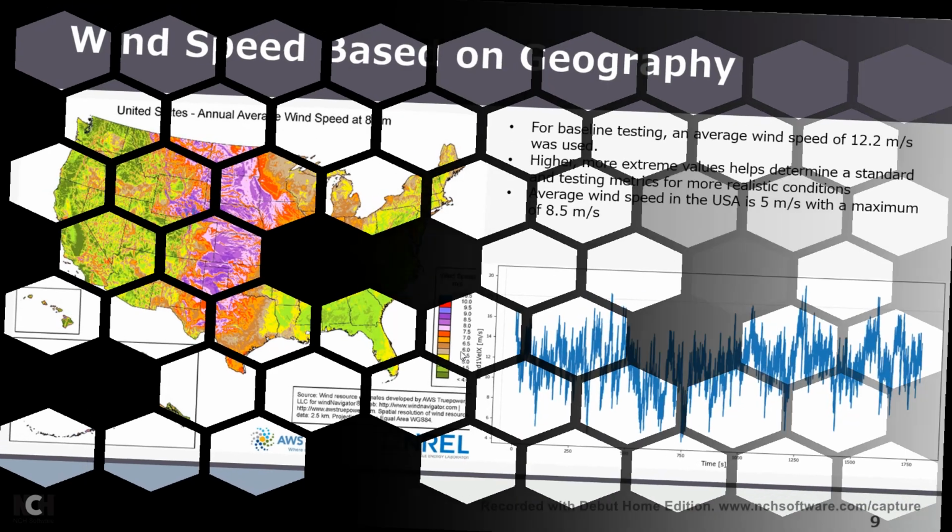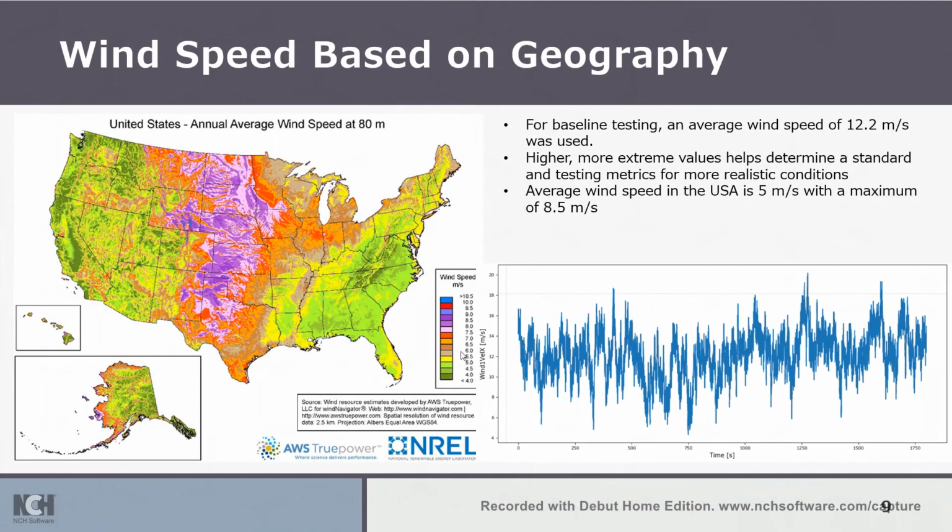So with that in mind, our baseline, like we said, we wanted something that was going to be kind of our control. So we picked a really high wind speed, 12.2 meters per second. As you notice, in the United States, there's nothing that gets that high. The highest is 9 meters per second here in the central side of the United States, but the average is about 5 meters per second. So 12.2 was perfect. If we could determine baseline factors at 12.2 meters per second, then it would be much easier to figure out things at a lower wind speed.